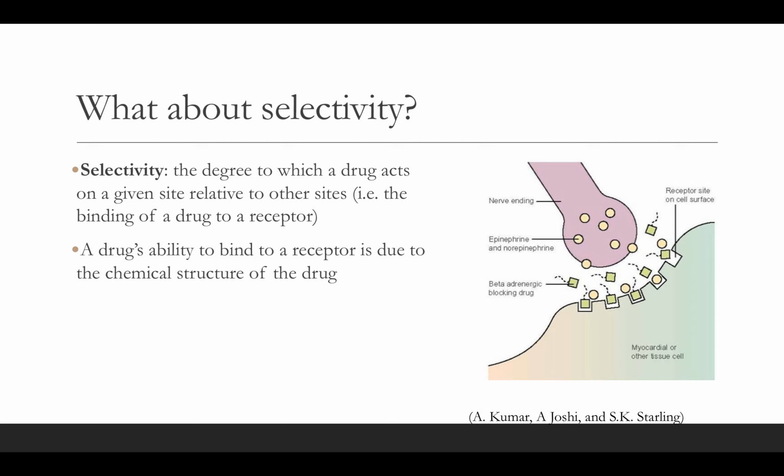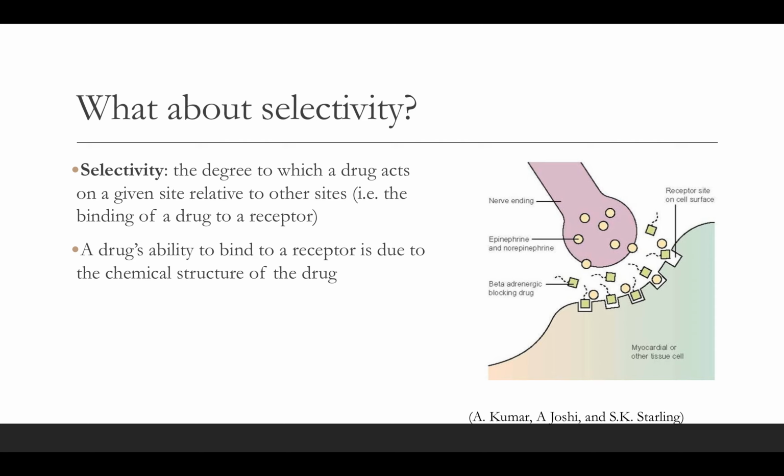Now I would like to talk about selectivity of beta blockers, but first I need to define selectivity. Selectivity is defined as the degree to which a drug acts on a given site relative to other sites, for example, the binding of a drug to a receptor. A drug's ability to bind to a receptor is due to the chemical structure of the drug. The chemical structure of the drug has to match the receptor that it binds to. If the drug does not match the receptor that it is supposed to bind to, it can't bind to it. It doesn't fit. We were always taught about a lock and key mechanism in our physiology classes, and I feel like that's pretty accurate. A lock and key.